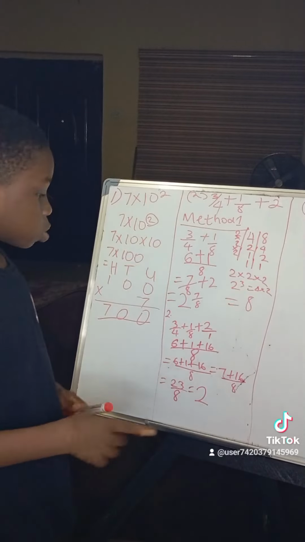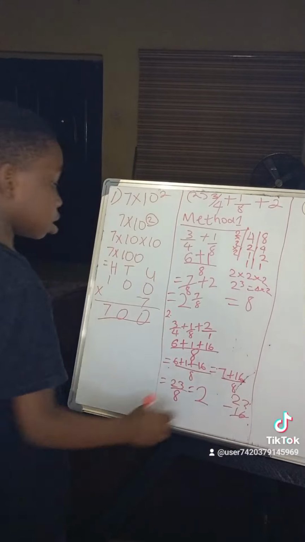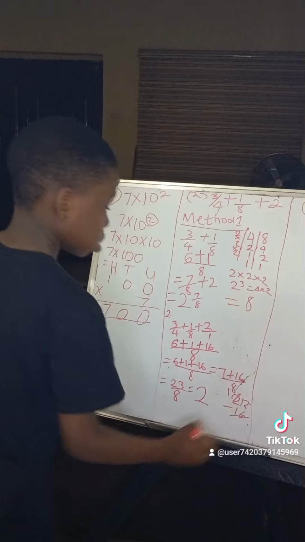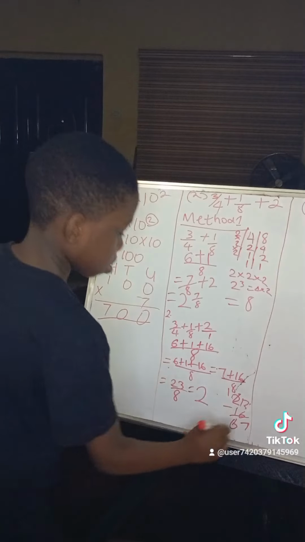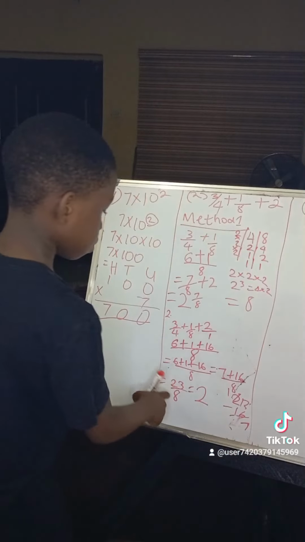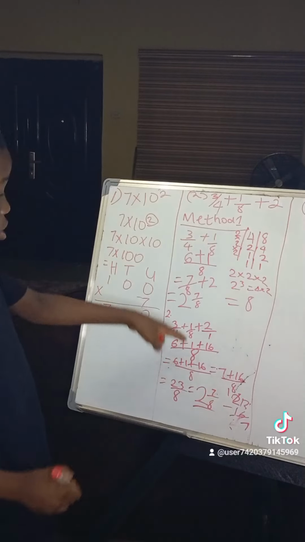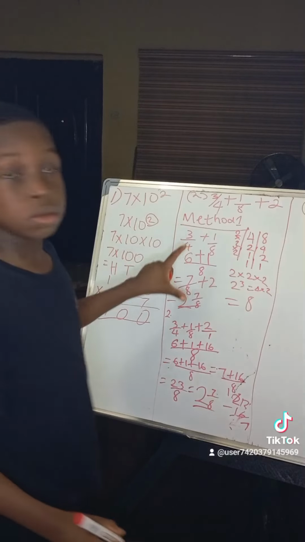Now we'll do 23 minus 16 to get our fraction. 3 minus 6 does not work, so we'll borrow. 13 minus 6 is 7. That's 7 all over 8. As you can see, these two answers are the same with different methods. You can choose any one. Now number 3. 100 minus 8 times 9.